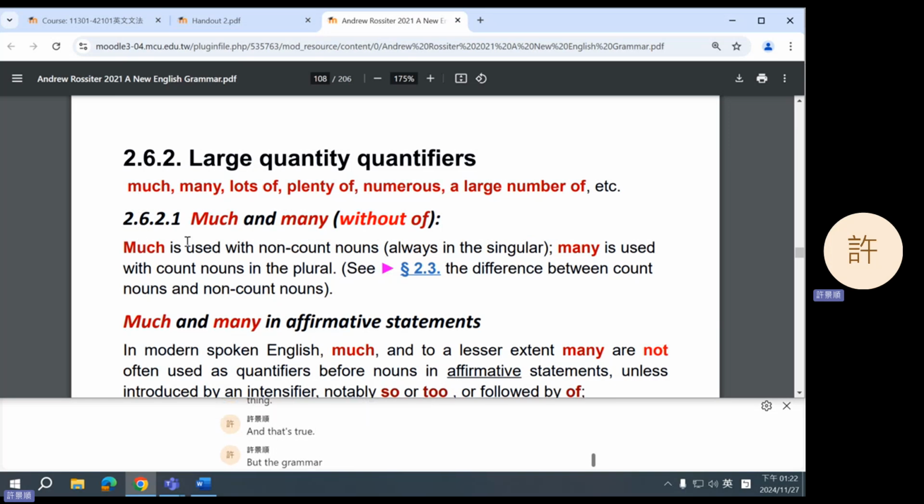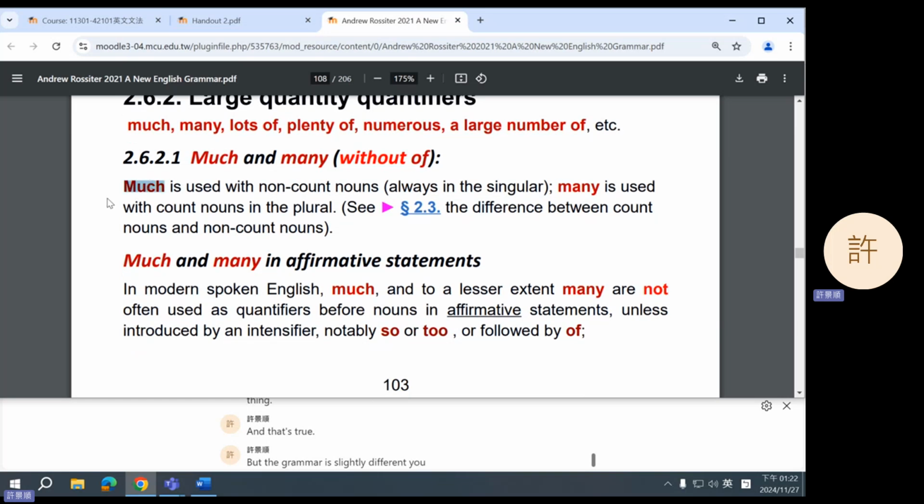is slightly different. You can only use "much" with uncountable nouns. Much love, much water, much sand, much money. You can only use "many" with countable nouns. Many people, many cars, many points.